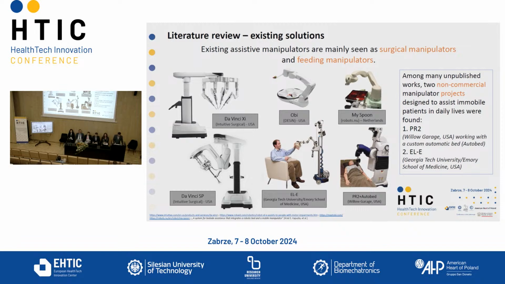2 non-commercial projects of other type have been found. Those manipulators were both designed to help a mobile patient in their daily lives. They execute simple handling tasks around the closest area. The 2 mentioned robots are the PR2 robot designed by Willow Garage, which works in collaboration with an automatic bed called AutoBed, and the Ellie robot designed by students from Georgia Tech University and Emory School of Medicine.